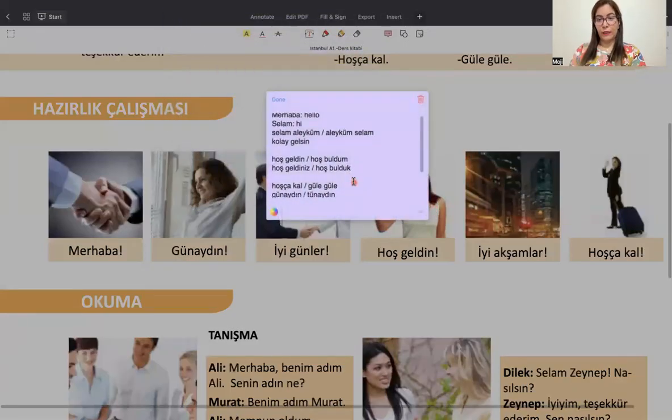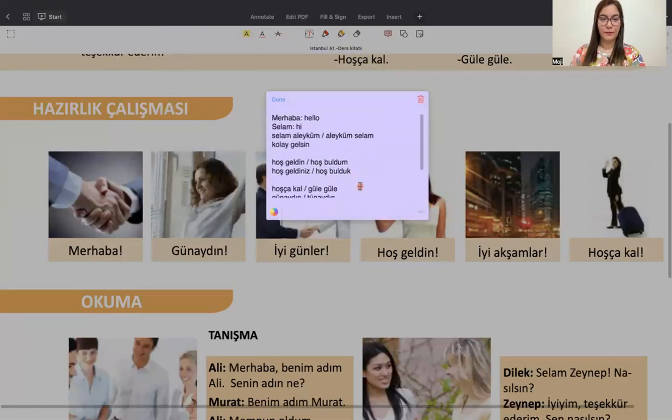Okay. Well, let's look at these notes. In Turkish, we can use some other words to say hello. The first one is merhaba, hello. Then we can also say selam. Selam means hi, and it is kind of informal, right? So selam is informal. Merhaba is more formal. And you can also hear these words. Selam aleyküm. When you say selam aleyküm, that person answers aleyküm selam.